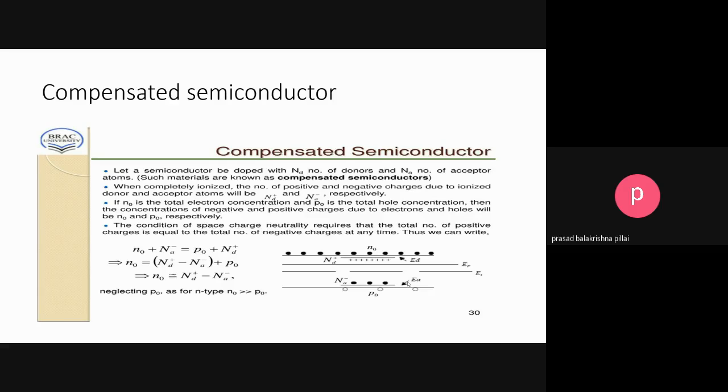The detailed band diagram associated with that is shown. It is understandable here. The important thing is the donor and acceptor concentrations are the same, so they are cancelling out. Of course, it won't be a degenerate semiconductor. It is a moderately or lightly doped semiconductor. Very often it is a lightly doped semiconductor. This is another kind of term associated with doping.